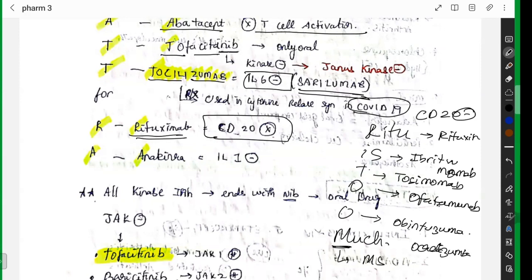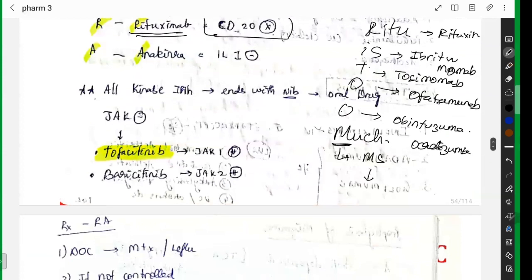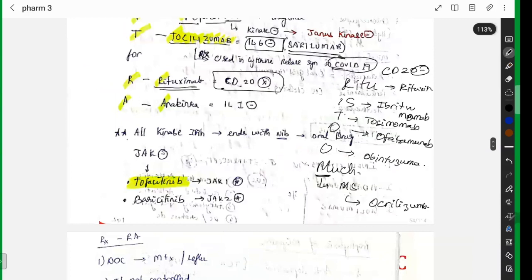Multiple sclerosis. The drugs that are going to help in multiple sclerosis are interferon beta and ocrelizumab. Just remember, in multiple sclerosis you are going to use ocrelizumab. These are the drugs that are CD20 inhibitors.